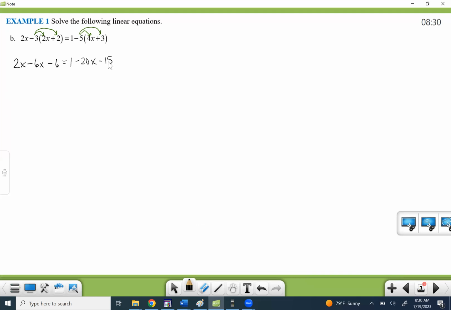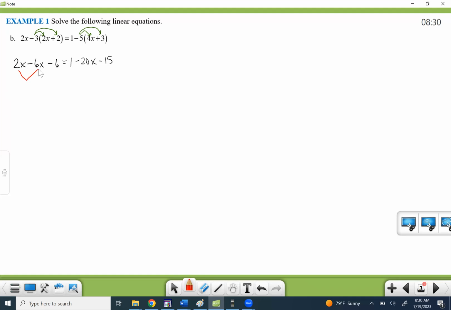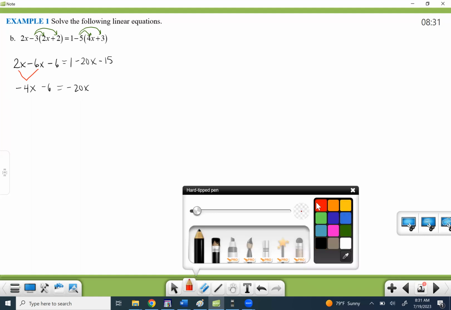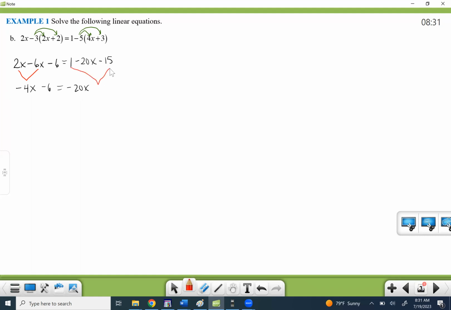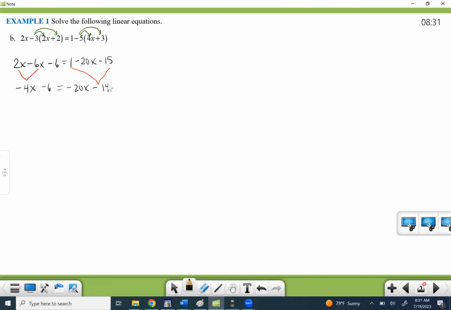All right. So then we're at the combine like terms on the same side of the equal sign. So we're going to combine 2x minus 6x. So that's going to give us -4x. And I'm going to bring the -20x first, and then we'll combine the like terms that are constants. So 1 minus 15 is going to be -14.